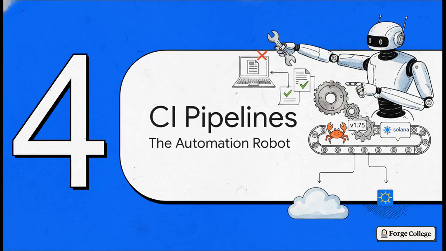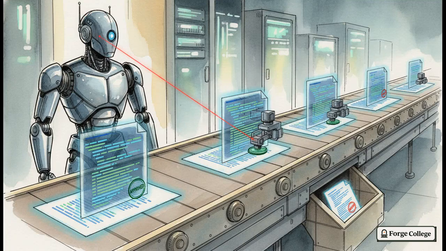Next up, Section 4, Continuous Integration Pipelines, the automation robot. Now, running scripts manually on your laptop still leaves way too much room for human error. Forgetting to save a file or dealing with slightly different local Rust versions. So we're going to introduce an automation robot. By configuring a simple GitHub Actions workflow, on every single code push, this robot will automatically install the exact right toolchains, run our tests, and build our release zip. It ensures your program actually works on any machine, not just yours.